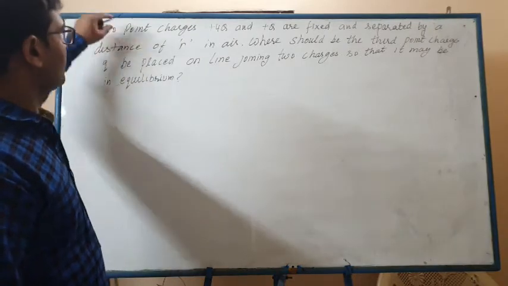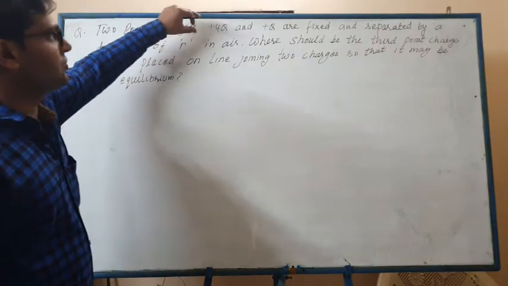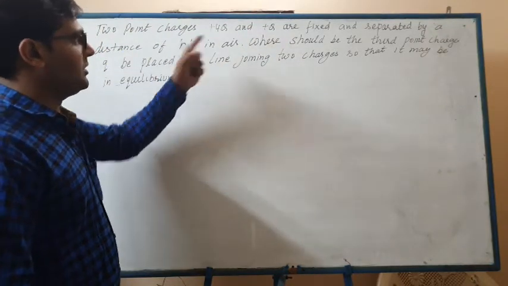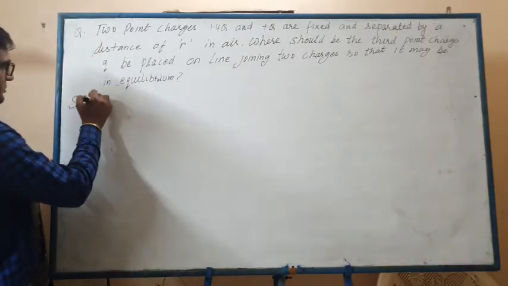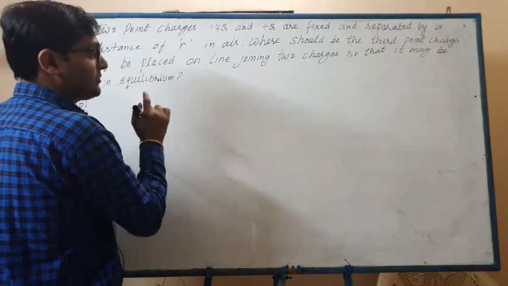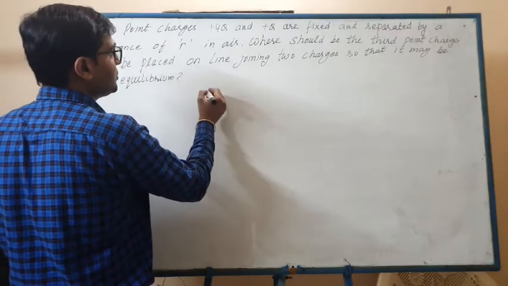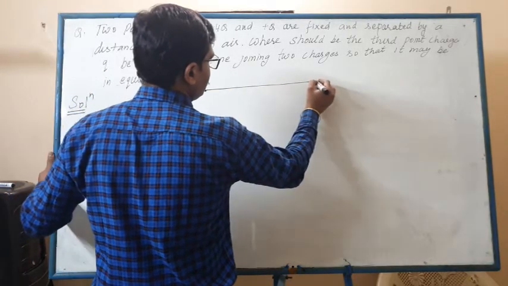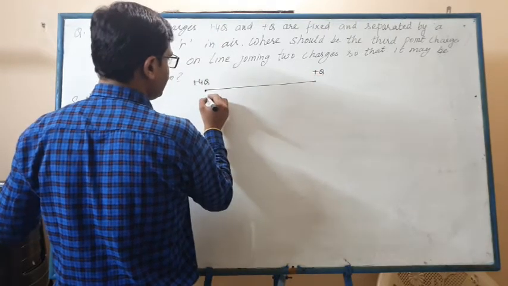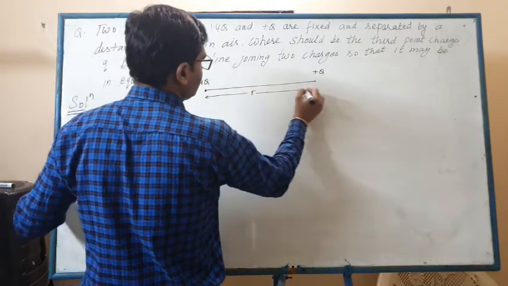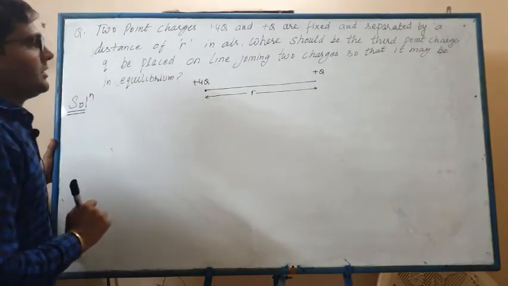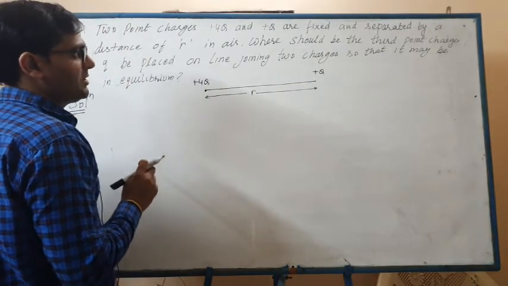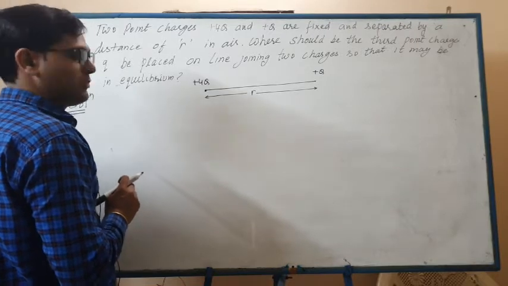Next, this is the numerical. We are provided with the two point charges of plus 4q and plus q, fixed and separated by a distance of r in air. So first we have to show the diagrammatic situation of this numerical. This is plus 4q and this is plus q, separated by a distance r with each other. Next condition is, where should the third point charge q be placed on line joining the two charges so that it may be in equilibrium.